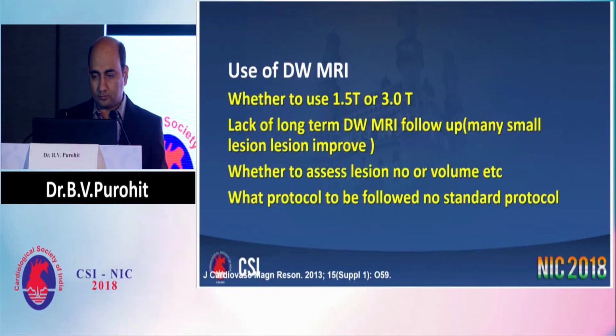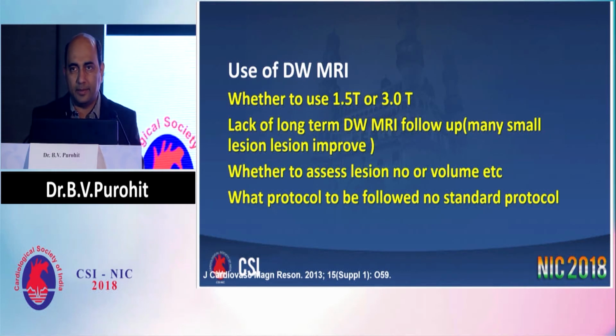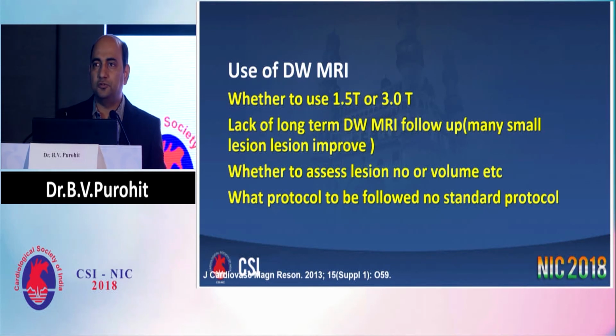Then, when you use an MRI, there is confusion whether you should use 1.5 Tesla or 3 Tesla, because if you increase the Tesla, you are picking up even some minor lesions. What is the impact of these minor lesions? There is no clear answer to this. And what is the protocol for doing this MRI? How frequently should it be done, when should it be done, whether on day 1 or day 3 or day 7? There is no clarity or standard protocol which is being followed by different centers.